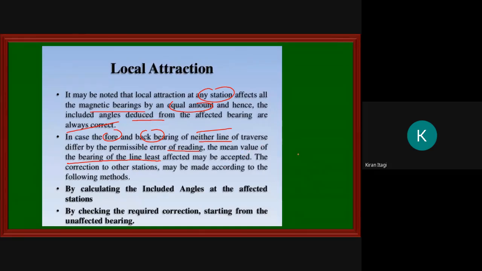So I will explain this further while solving the problem. The correction to the other stations may be made according to the following method. Like how you will do correction due to local attraction, by calculating the included angles at the affected stations. Means if I draw like this, you should know the angles like this, by checking the required correction starting from the unaffected bearings.